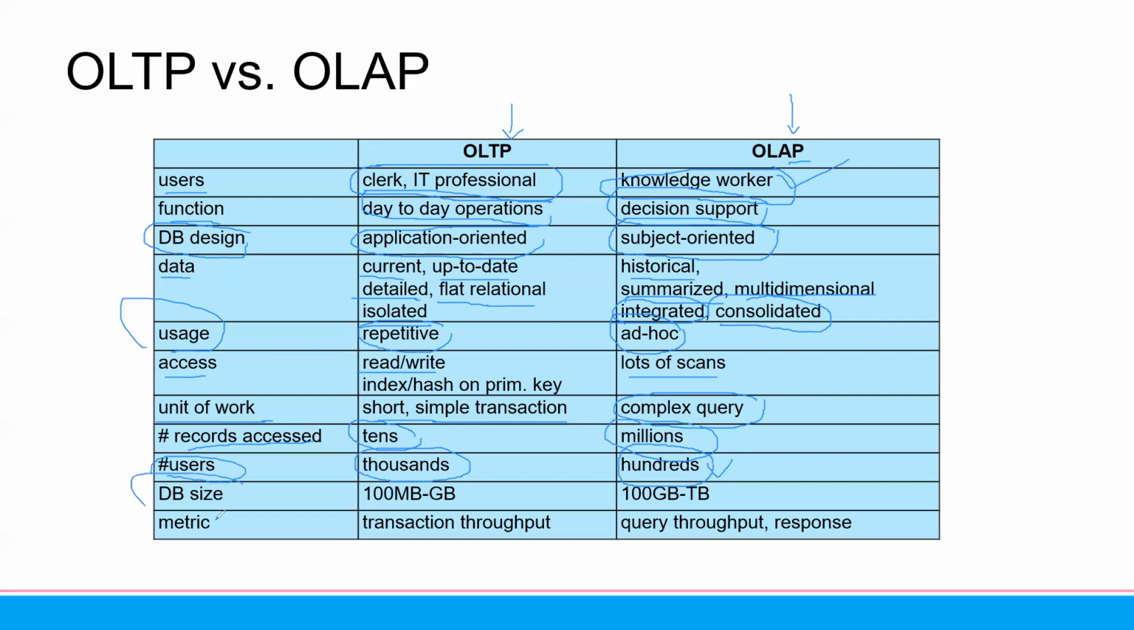The DB size, actually this one is big enough, but for the OLAP usually is much bigger, because you have a lot of data, maybe from 10 years before, or maybe from 20 years before, and so on. And the metric, we call it the transaction throughput. But in the OLAP, we call it the query throughput or response. Okay.